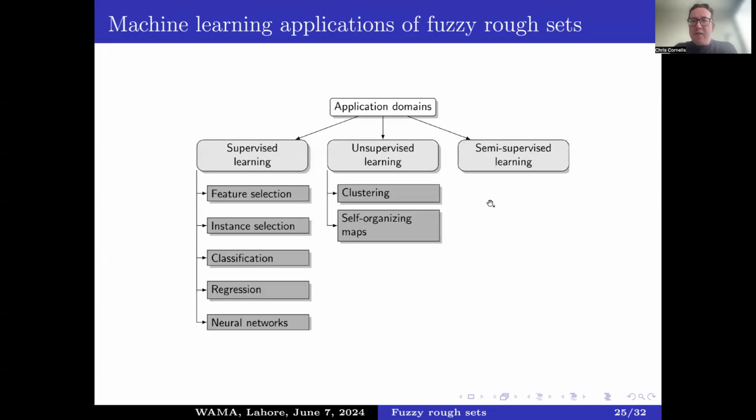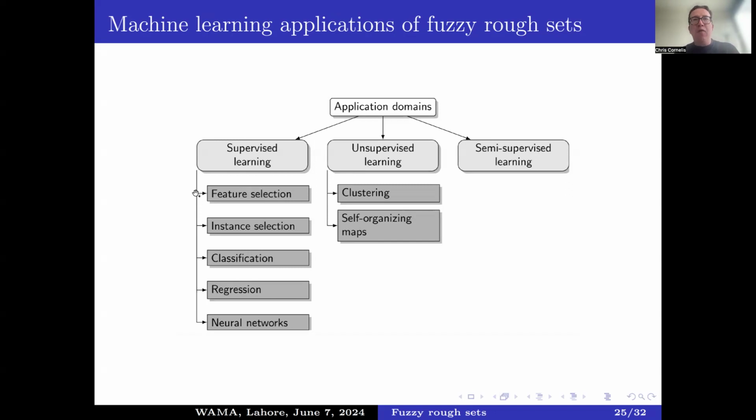The next slide shows some of the main application domains of fuzzy rough sets in machine learning. And as you can see, this basically covers the whole spectrum ranging from supervised learning over unsupervised and even semi-supervised learning. And various researchers all over the world have contributed different algorithms for these domains.